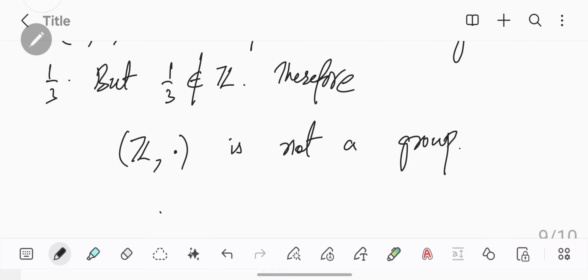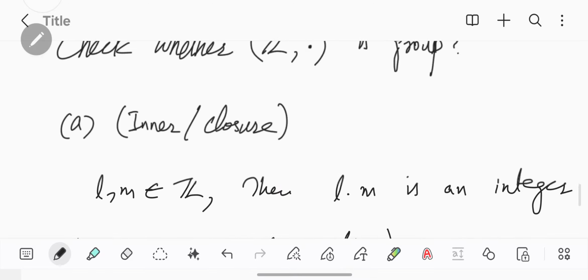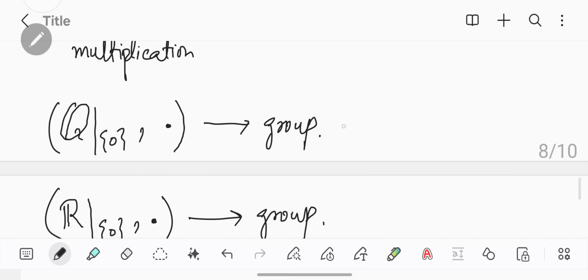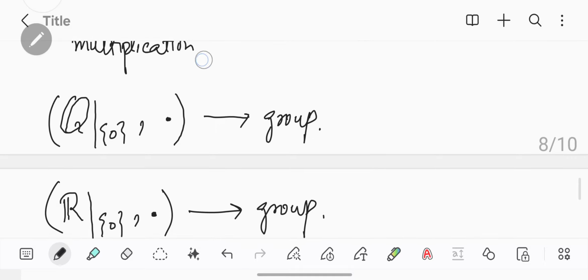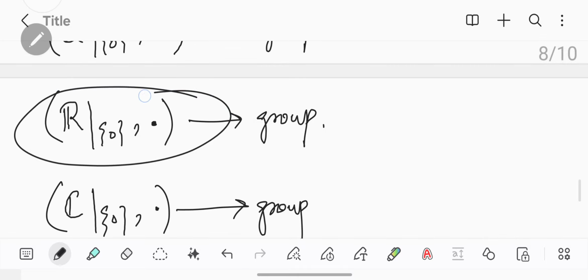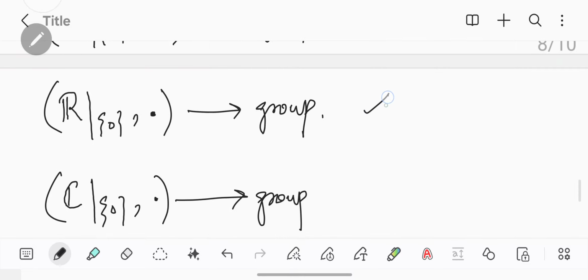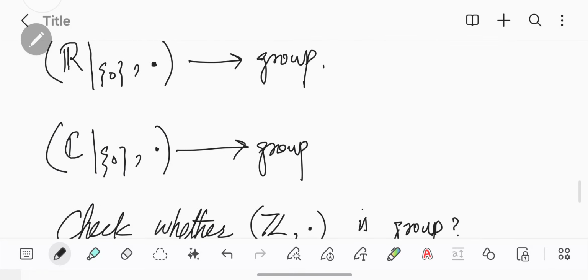Since it's not a group, we will not talk about the commutativity, but you can check these properties for multiplication for these groups, right? You will check whether this is a group or not. You can do an exercise. You can check whether this is a group or not. And then you can talk about their commutativity. In fact, these are commutative groups, right? So you can check whether they are or not.